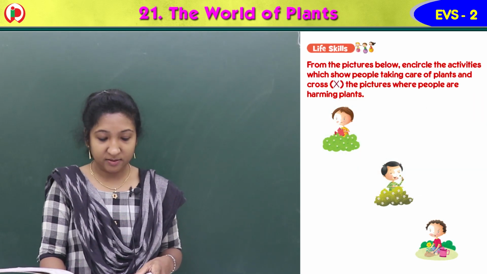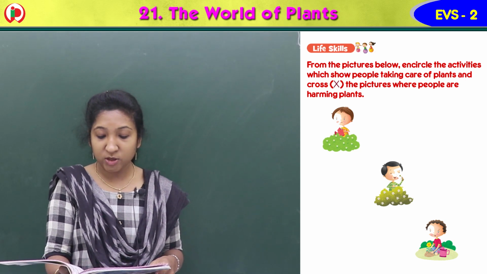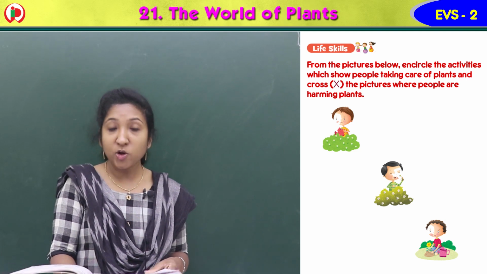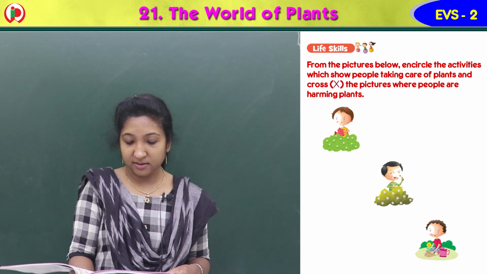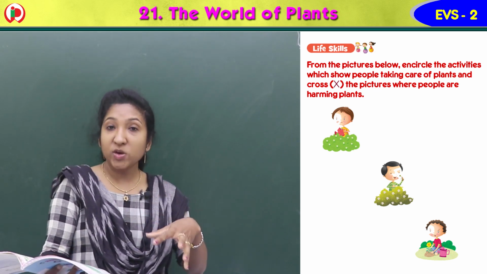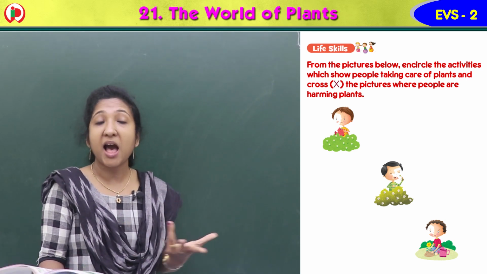Life skills. Okay, from the pictures below, encircle the activities which show people taking care of plants and cross the pictures where people are harming plants. Encircle means to draw a circle around the image where you can see people taking care, and cross the pictures where people are harming plants.